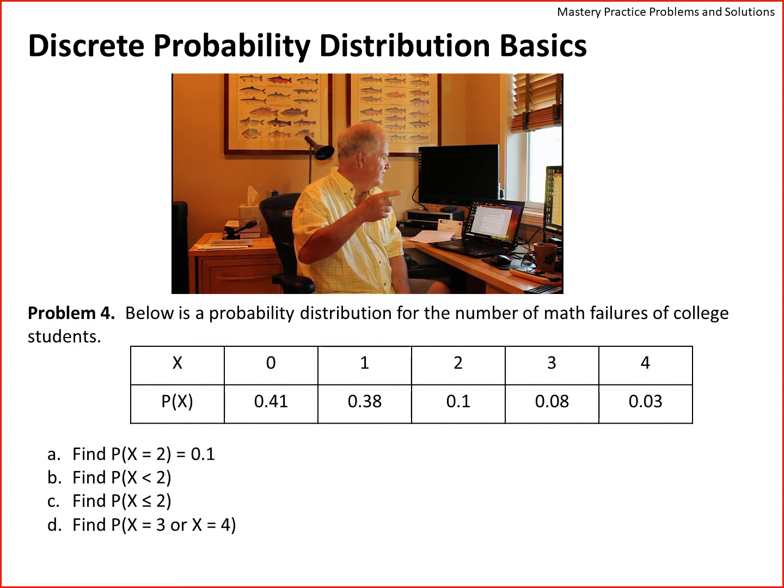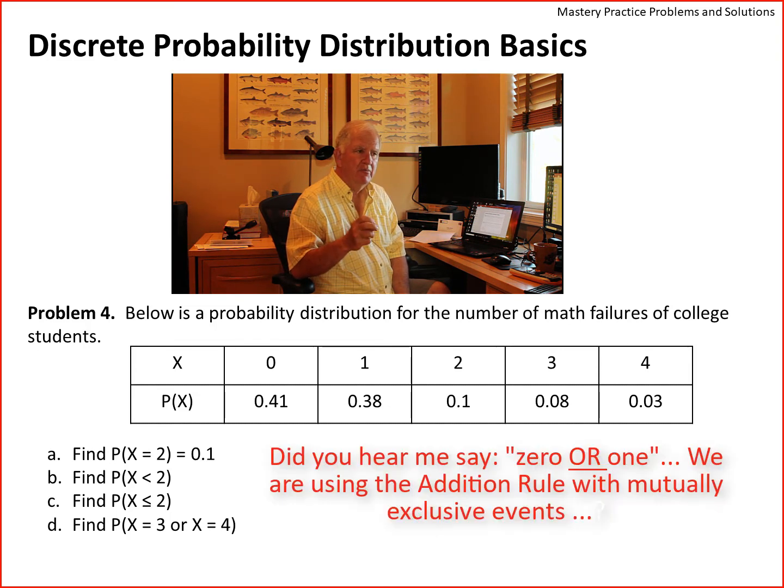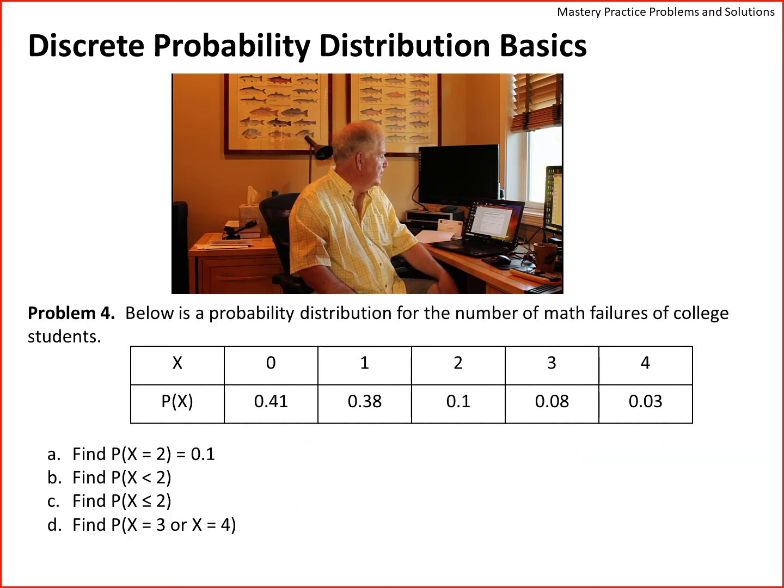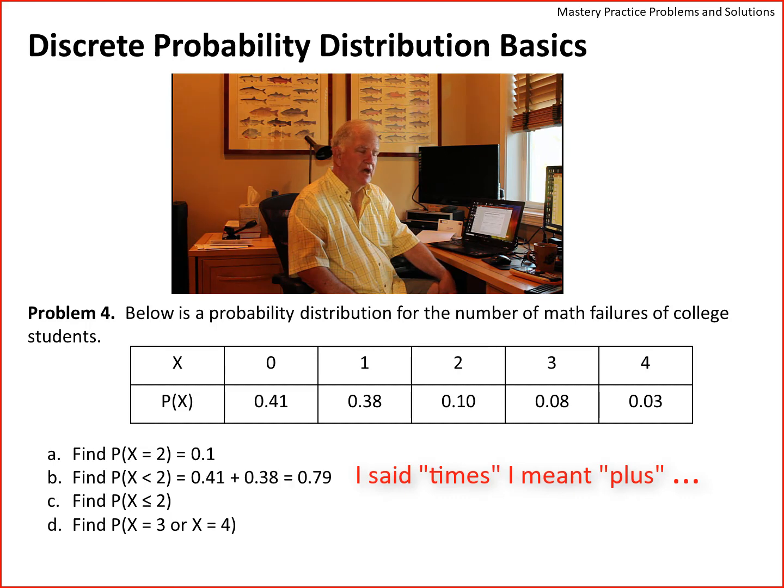That means if you want to find the probability of x less than 2, that's equivalent to finding the probability that x is 0 or 1. And remember, the addition rule says for mutually exclusive events, you just add up the individual probabilities. So in this case, the probability that x is less than 2 is 0.41 plus 0.38. I'm pretty sure that's 0.79.